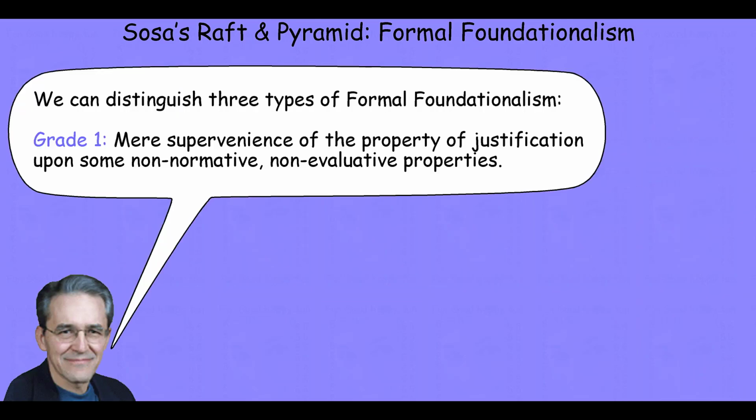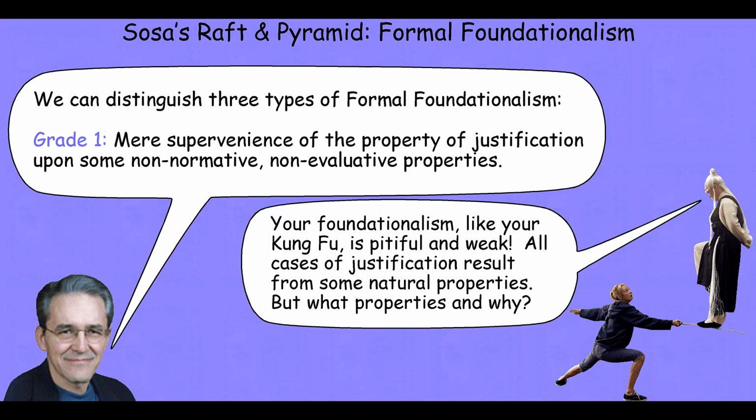Now we can look at three different grades, or three different levels of difficulty or levels of accomplishment. The easiest thing to do, the lowest level of accomplishment, is grade 1, mere supervenience of the property of justification upon some non-normative and non-evaluative properties. And essentially, I think what we discover is, even if successful, this is all the regress argument would establish. It says, if there is justification, then the justification has to come from some sort of intrinsically justified belief.